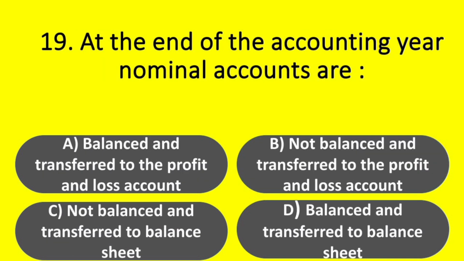Question. At the end of the accounting year, nominal accounts are: option A, balanced and transferred to the profit and loss account; option B, not balanced and transferred to the profit and loss account; option C, not balanced and transferred to the balance sheet; option D, balanced and transferred to balance sheet. Answer: option B, not balanced and transferred to the profit and loss account.